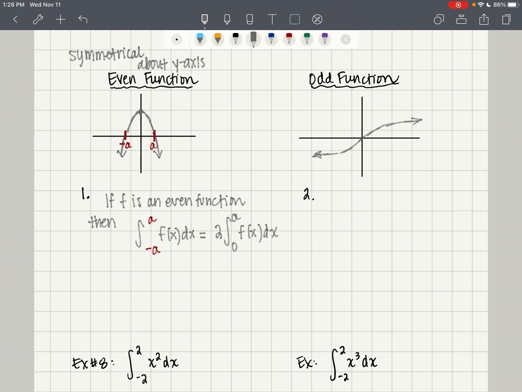So having practice with your lower limit being a 0: when your lower limit's a 0, you're going to be subtracting out 0. So you'll have your f of a minus f of 0, which will be 0. So you'll end up with just your f of a. And in this case, you're going to take 2 times that f of a. It's a cool thing.